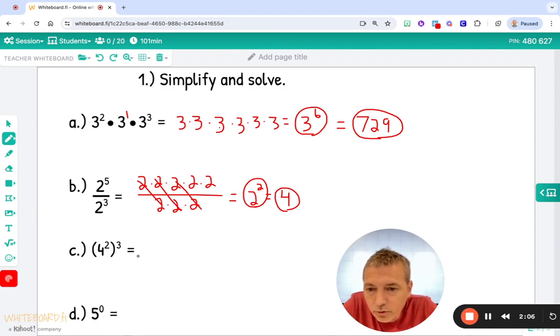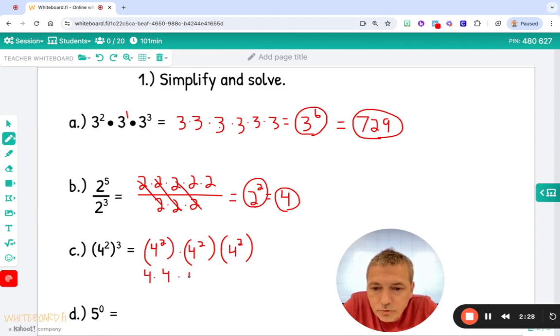All right, C says 4 to the 2nd raised to the 3rd. That's like 4 to the 2nd times 4 to the 2nd times 4 to the 2nd, right? That's what that means. Well, another way to write that would be 4 times 4, times 4 times 4, times 4 times 4. So how many 4's do I got? 1, 2, 3, 4, 5, 6. So another way to write that would be 4 to the 6th power.